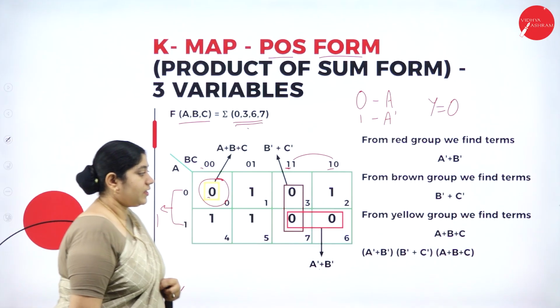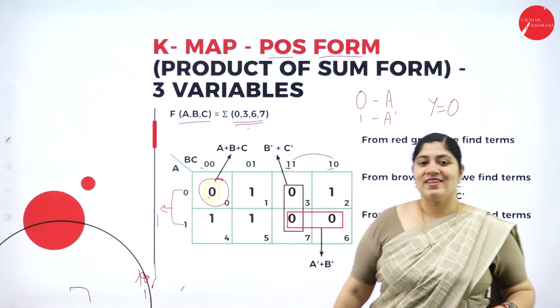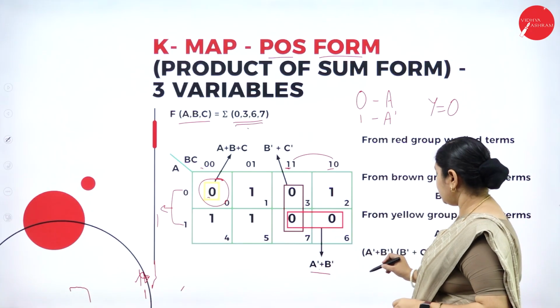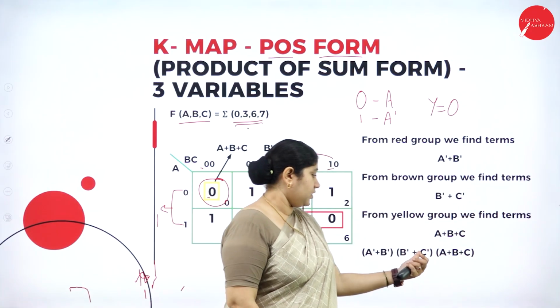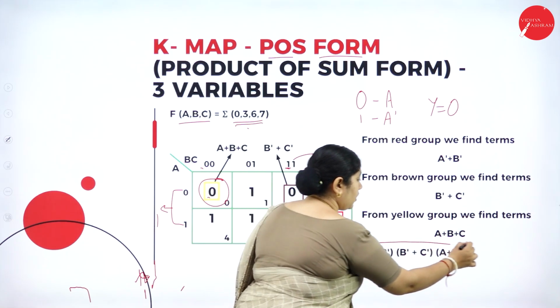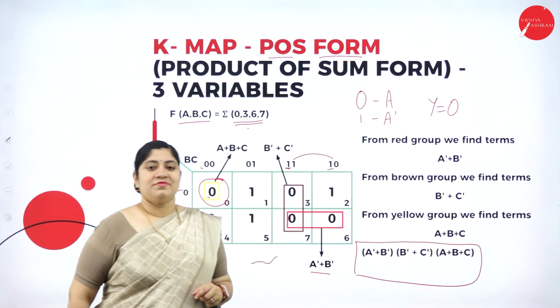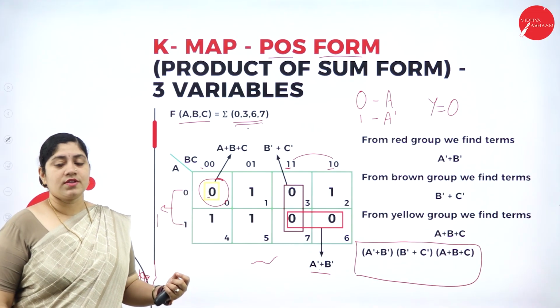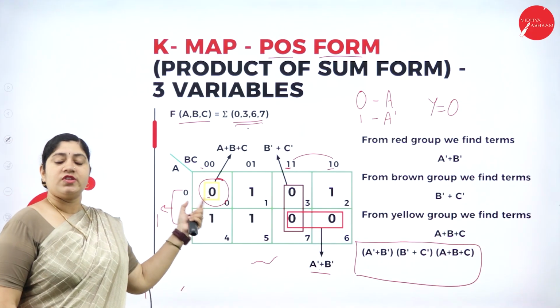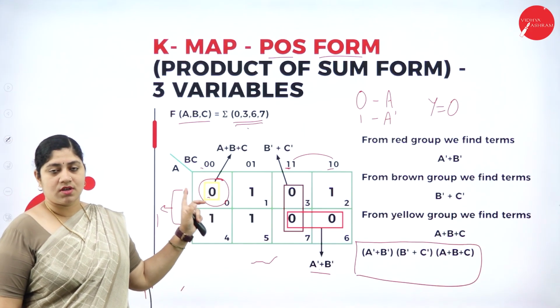So finally, what's our expression? All together we have to write A dash plus B dash, followed by B dash plus C dash, then A plus B plus C. So this is our final expression. This is the only difference between SOP and POS reduction. Both are the same, just the writing representations are different.